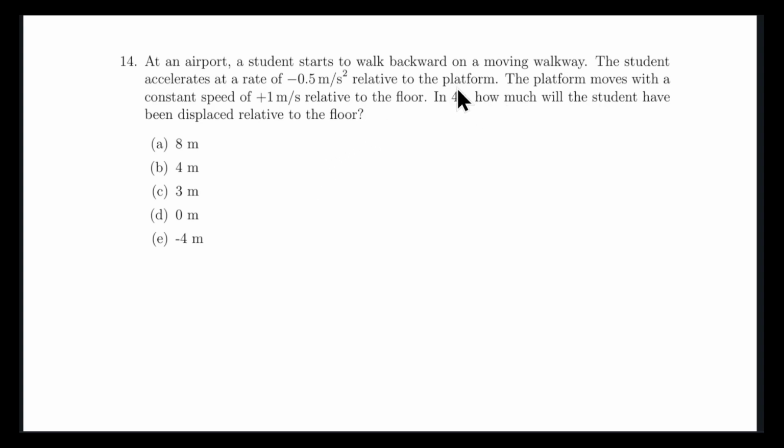This is a platform which has its own velocity. It's moving with 1 meter per second on the airport, and this is the floor, which is obviously not moving anywhere. So in usual cases, you just stand on it, it will take you without any effort. But this brave student starts moving backwards with his own acceleration of 0.5 meter per second squared. So they are asking, with respect to the floor, how much will the student move?